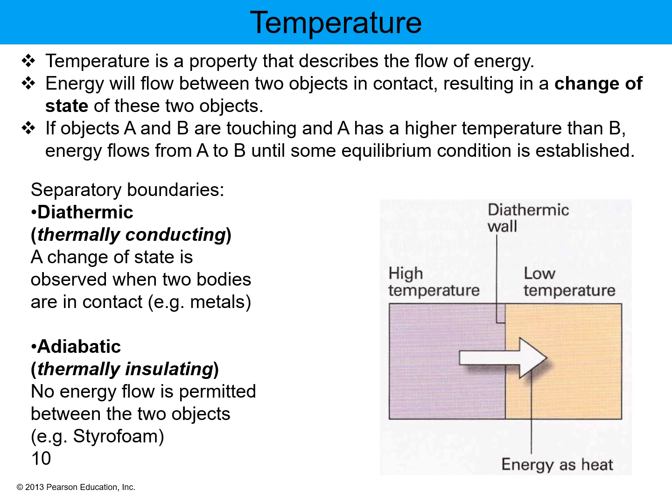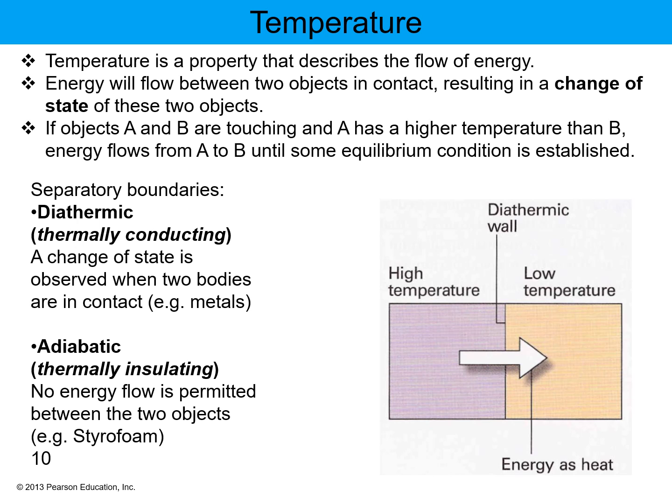Temperature is a property that describes the flow of energy, and this energy will flow between two objects in contact, which results in a change of states of these objects. If the objects are A and B touching together and A has a higher temperature than B, we can say that energy flows from A to B until it reaches a certain point that we call an equilibrium condition.